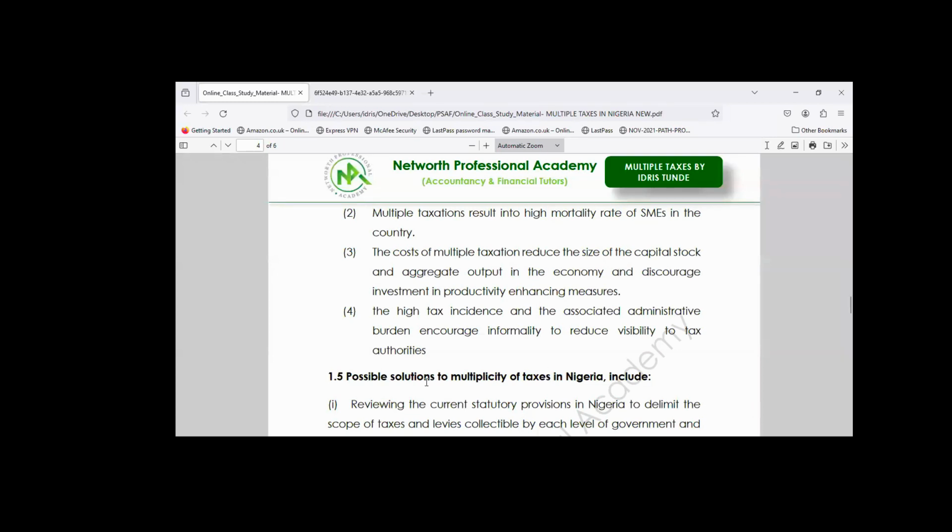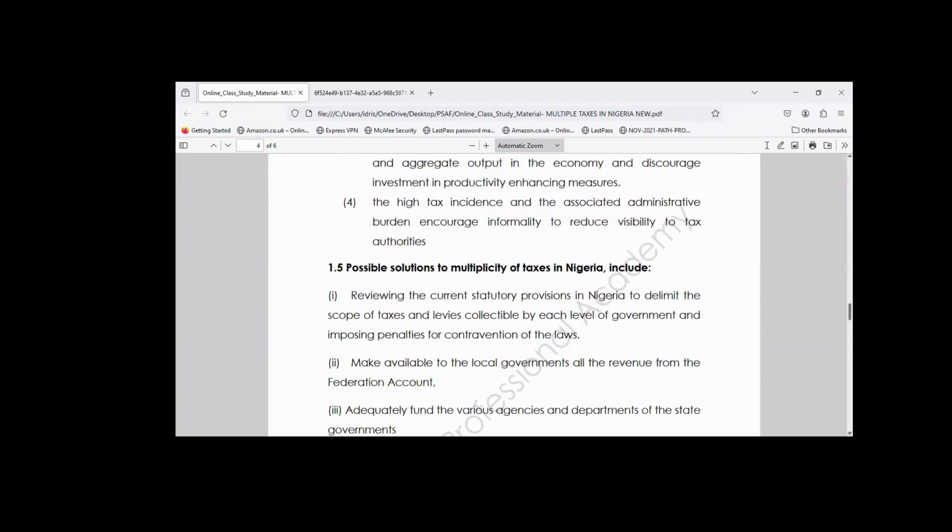So now, solutions to the problems of these multiple taxes. What are the possible solutions or recommendations that can reduce this incidence of multiple taxes? Number one is local government autonomy. Let local government stand on their own. The revenue accrued to local government should not be given to states to share among the local governments. The statutory allocation of the local government should be paid directly to the local government accounts. So local government autonomy is very key. It's one of the possible solutions to the problem of multiple taxes in Nigeria.